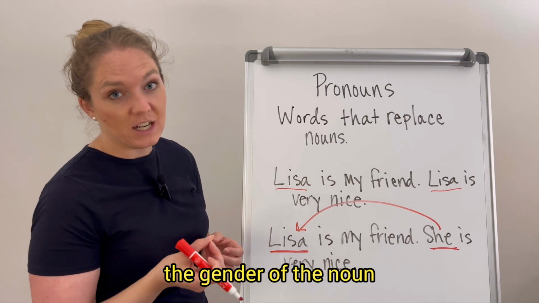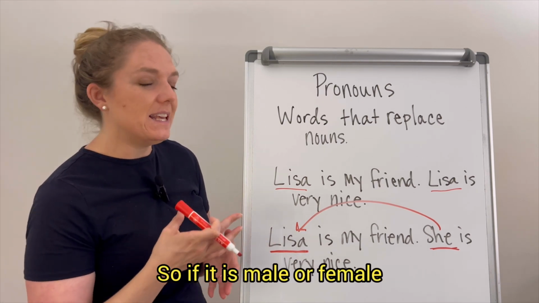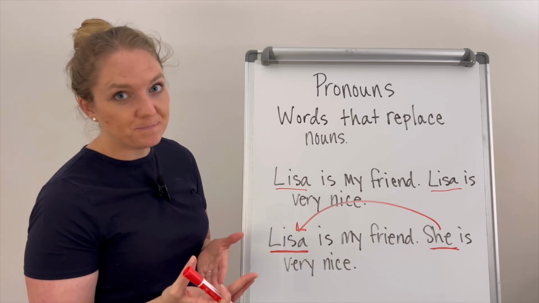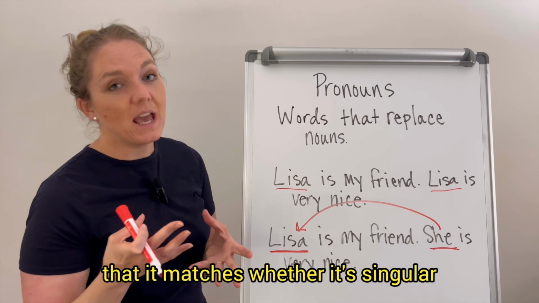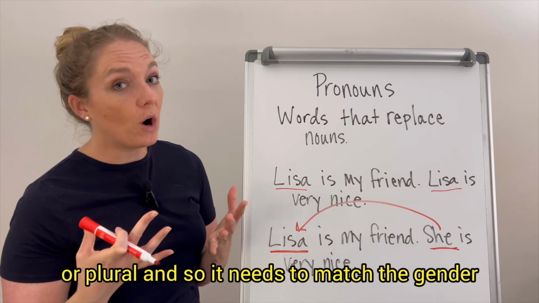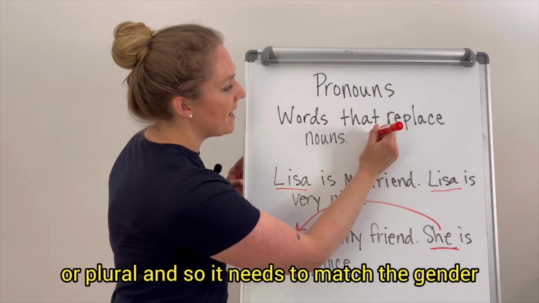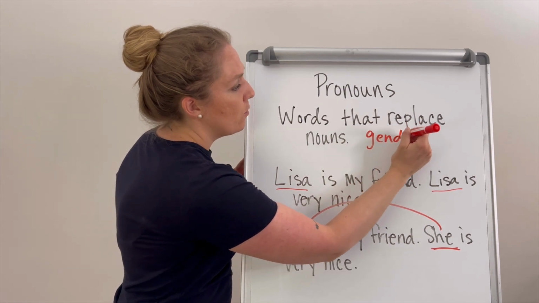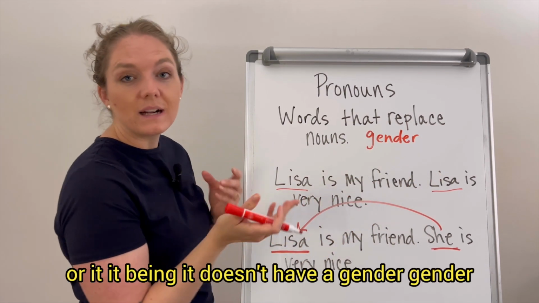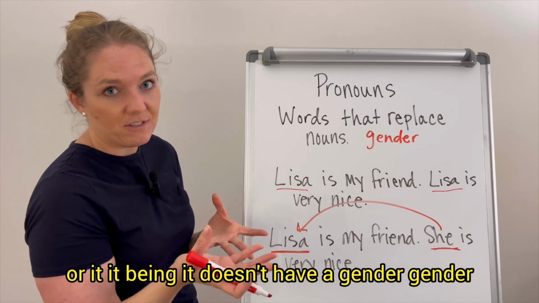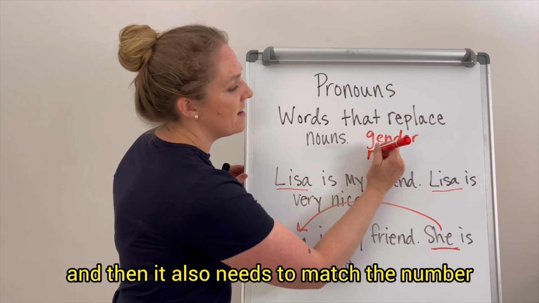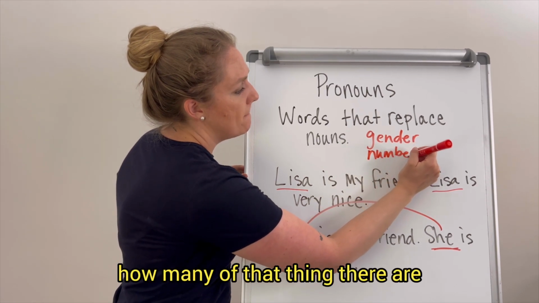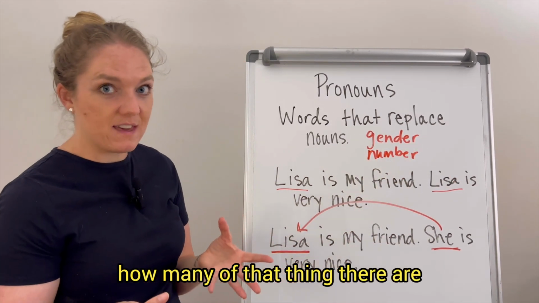When you use a pronoun, you have to make sure the pronoun matches the gender of the subject, the gender of the noun. So if it is male or female, and you need to make sure that it matches whether it's singular or plural. And so it needs to match the gender, which could be he, she, or it, being it doesn't have a gender. And then it also needs to match the number, how many of that thing there are.